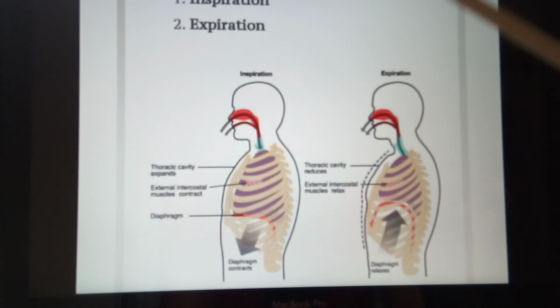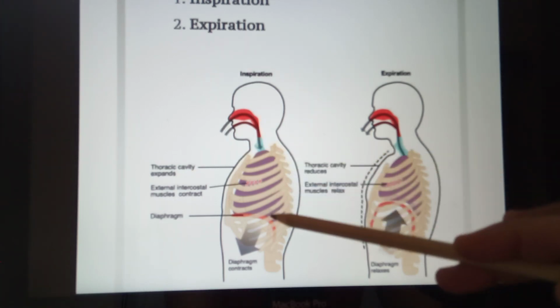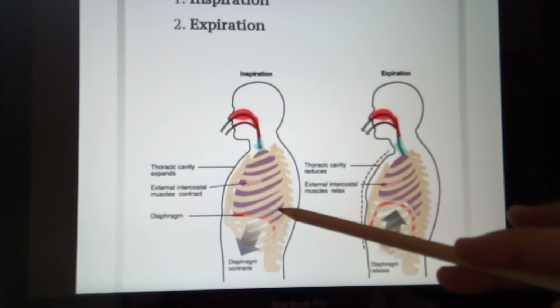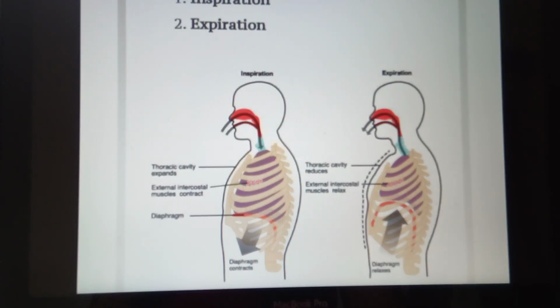Okay, so now first is inspiration. How does inspiration happen? In inspiration, two muscles are involved. When the external intercostal muscles and the diaphragm contract, the volume of the thoracic cavity increases. When it increases, the volume of the lungs increases, and so the pressure of the air in the lungs is less compared to the atmosphere.